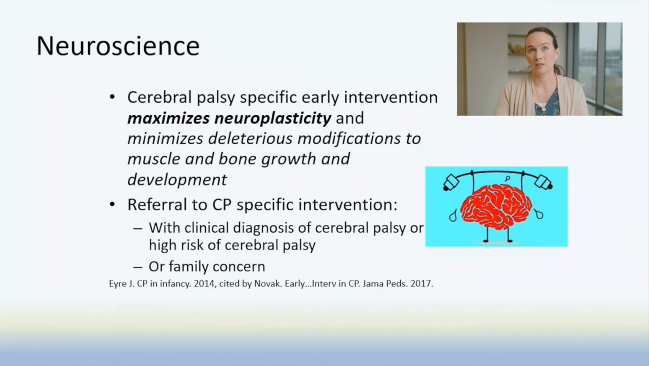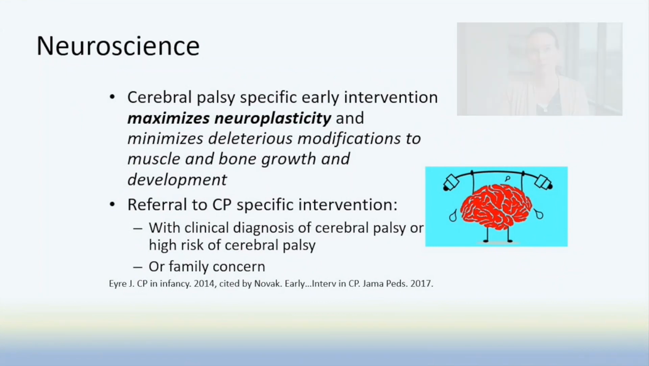So getting ahead of, as best we can, some of those impacts to muscle, bones, and development. Referral to cerebral palsy specific intervention is recommended with that clinical diagnosis of cerebral palsy or the suspicion, the diagnosis of high risk of cerebral palsy, as we were discussing. Or really it's recommended with family concern too.